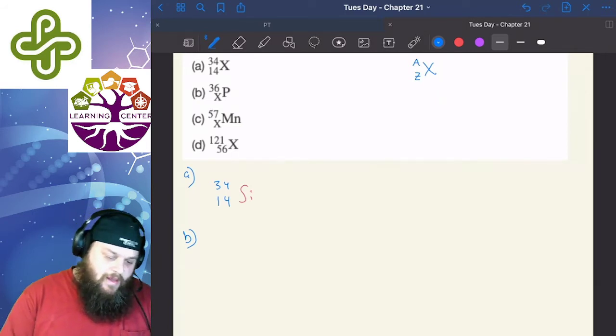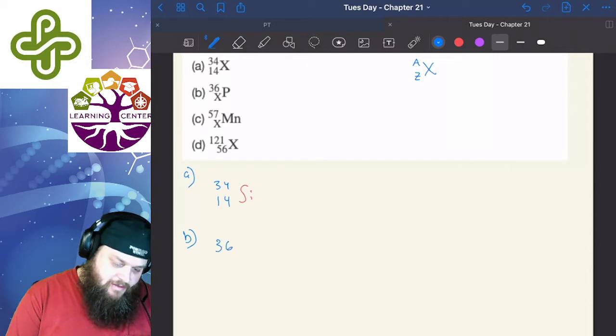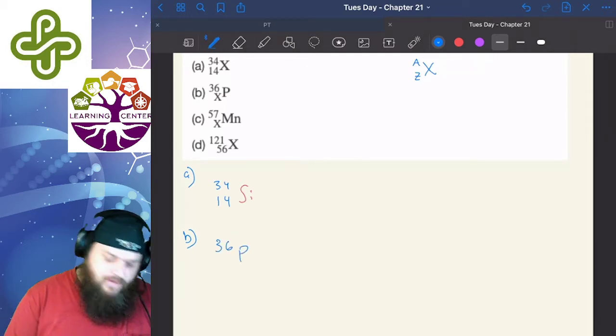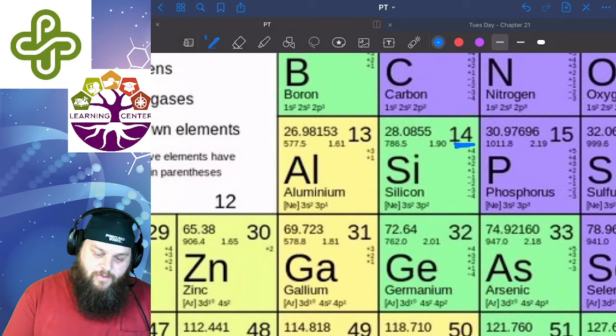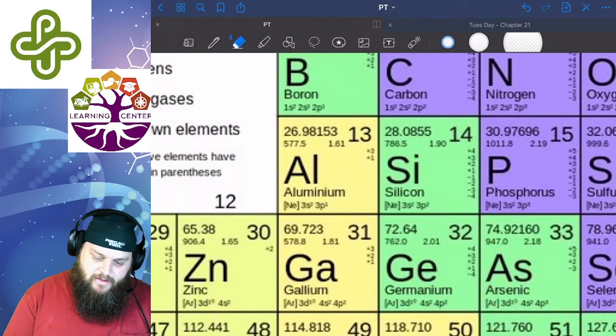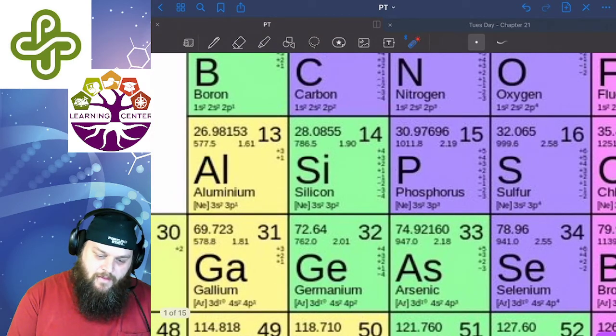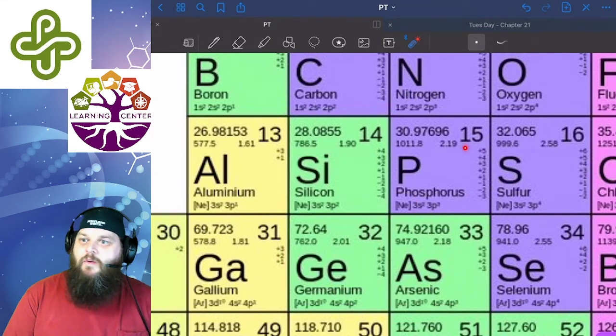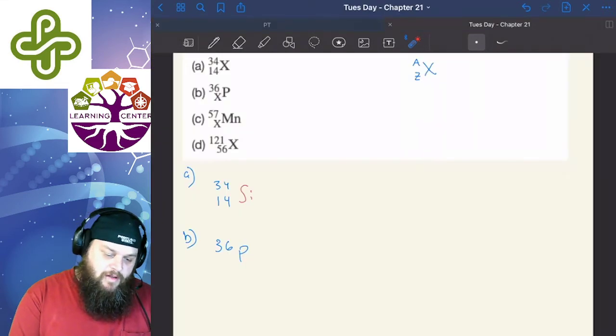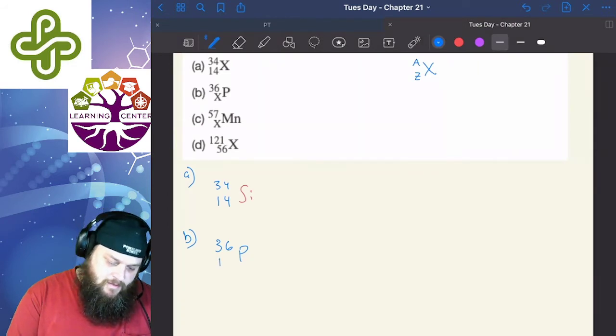So for part B, we have 36 nucleons, and we know it's phosphorus, P. On our periodic table, phosphorus just happens to be the next one up, which is 15. So 15 would be the number of protons in the nucleus. I was making them red for the unknowns. Let's do that.